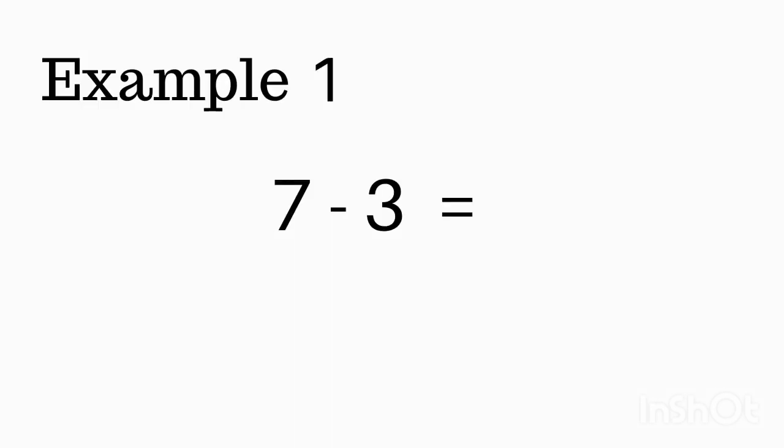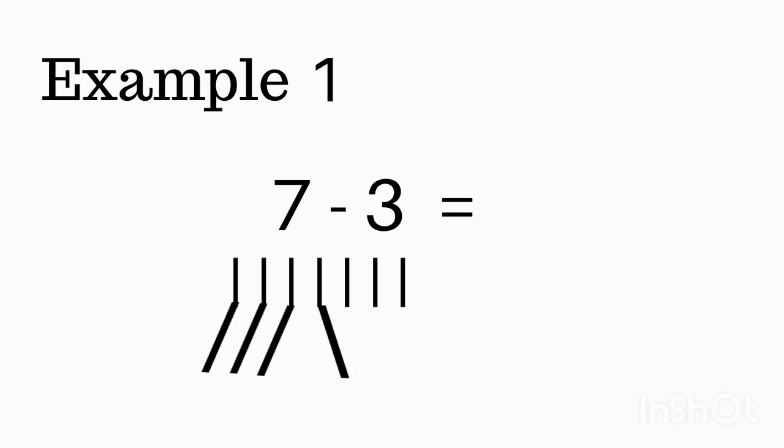Example number 1, 7 minus 3. These are both single digit numbers, so we can simply count. The simplest way is to count 7 and take out 3. Remember, minus means take away. So let's go 1, 2, 3, 4, 5, 6, 7. And then we take away 3: 1, 2, 3. What is remaining? 1, 2, 3, 4. So the answer is 4.